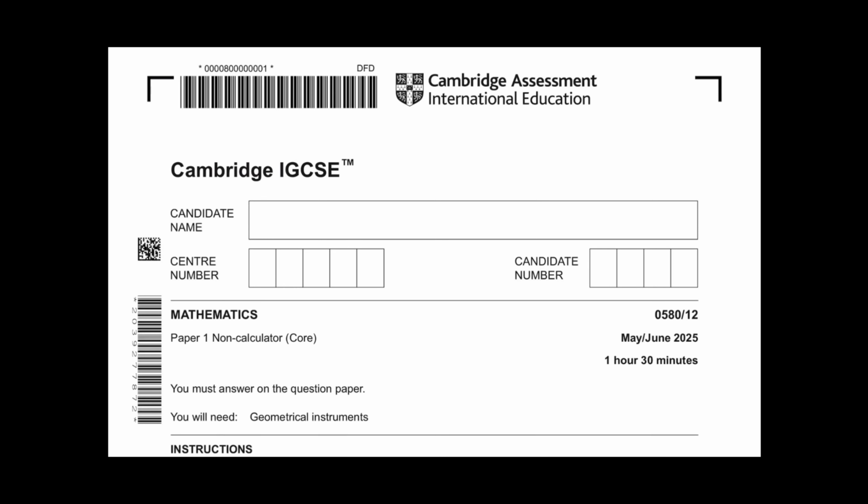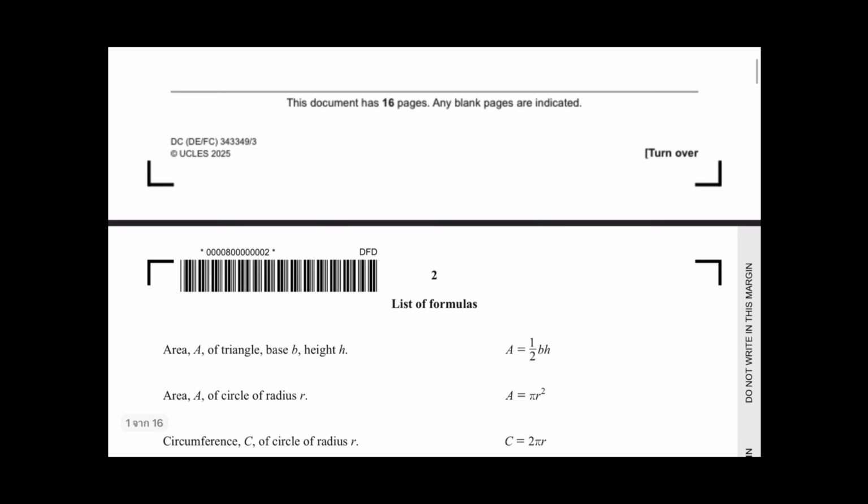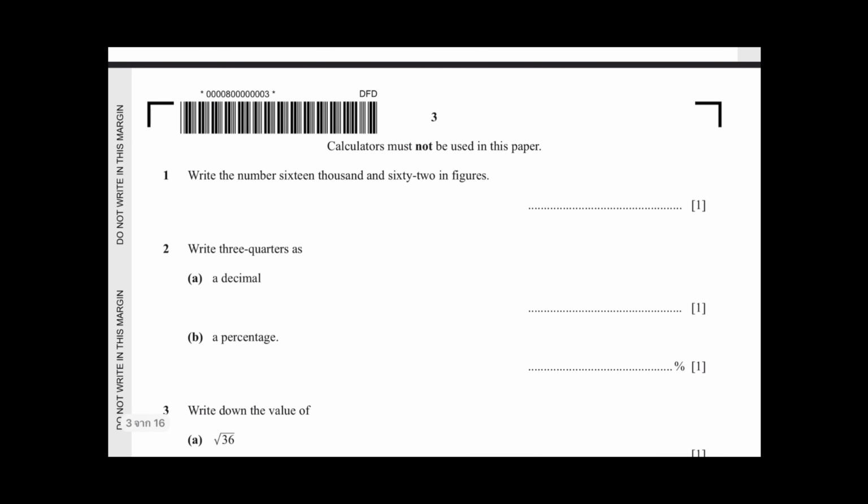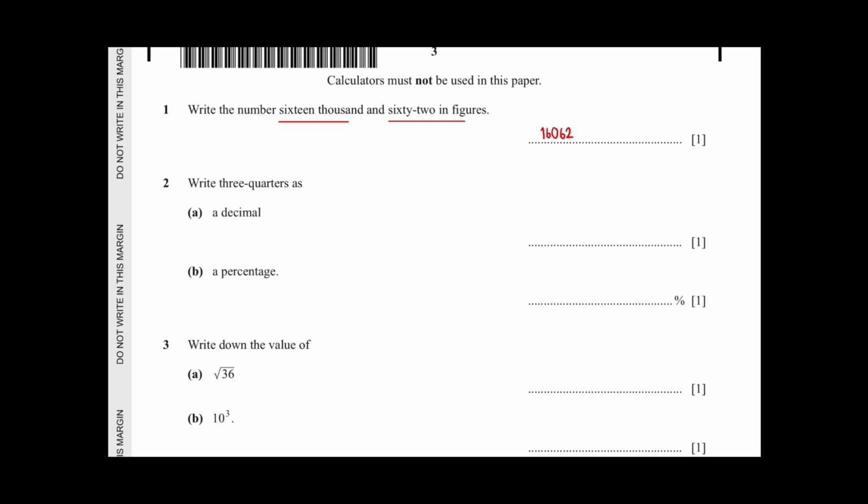Let us see the answer of Cambridge IGCSE Mathematics Paper 1, Non-Calculator, which is a core paper. Okay, starting with page 1. Question 1. Write the number 16,062 in figures. So it will be 160 and 62.